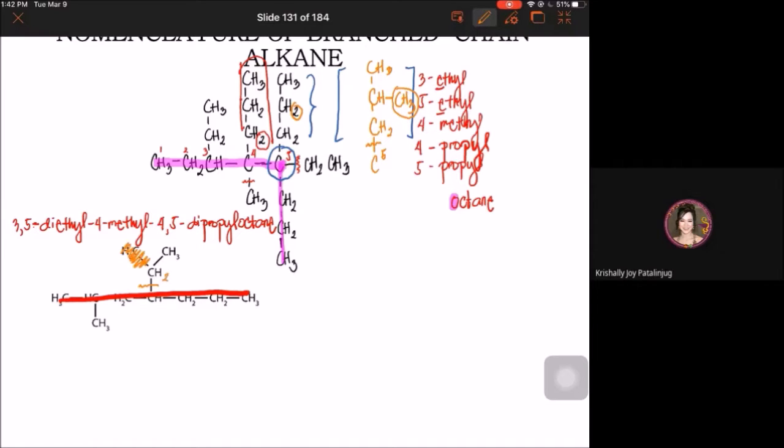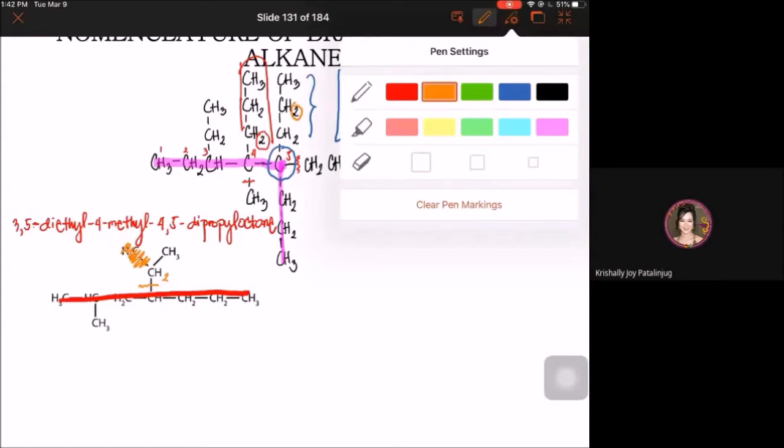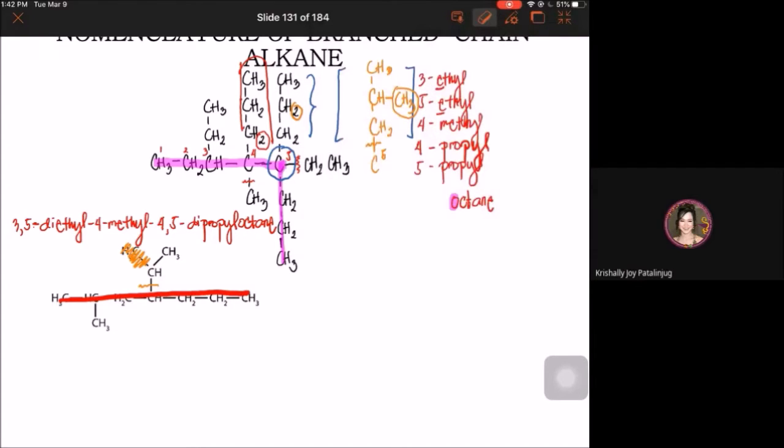If that branch is only CH2, CH3, that is okay. We can easily identify that. That is obviously ethyl. But what if the carbon at the point of attachment had one hydrogen removed from CH2, so it is just CH, and you replaced that hydrogen with a CH3? So you have a branch, a substituent that has a branch. So that is another complex substituent.